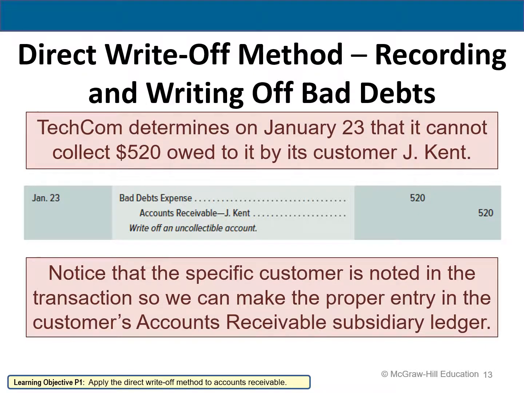Under the direct write-off method, when Telcom determines that they're not going to collect this $520 from customer J. Kent, they're just going to reduce their receivables with a credit and debit bad debt expense. The specific customer is noted in the transaction so we can make the proper entry in the accounts receivable subsidiary ledger, just like those first examples when we were making the sales to those particular customers. That's why it's done that way.